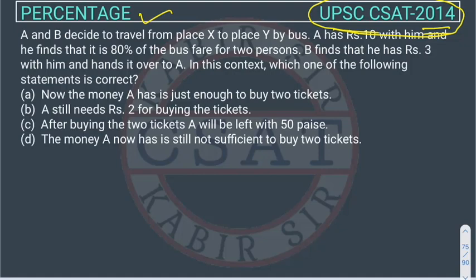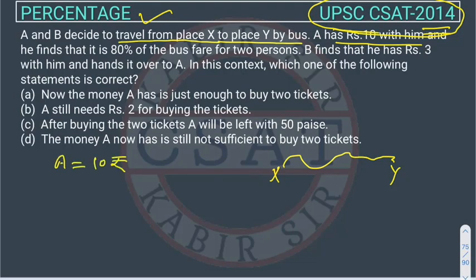This is the question of percentage asked in the UPSC CSAT 2014 paper, right? A and B decide to travel from place X to place Y by bus. This is place X and this is place Y. So the route can be anything, right? A wants to travel from X to Y. A has rupees 10 with him. So how much money is A having? A is having 10 rupees, right? And he finds that it is 80% of the bus fare for 2.